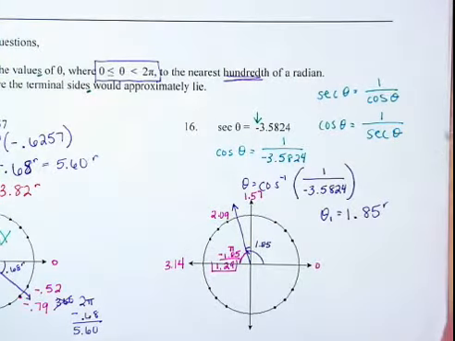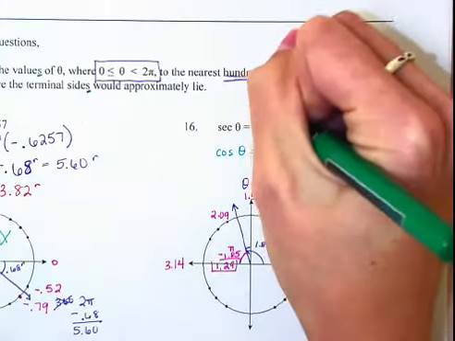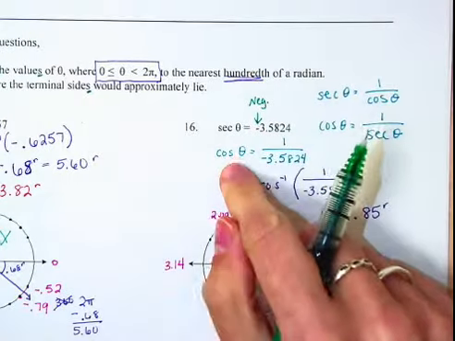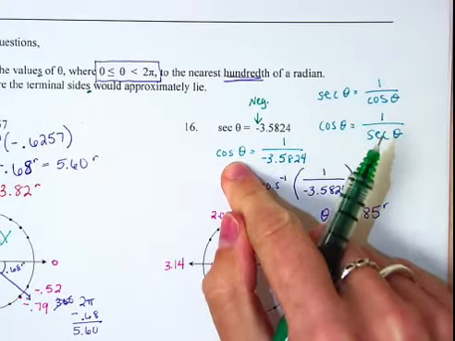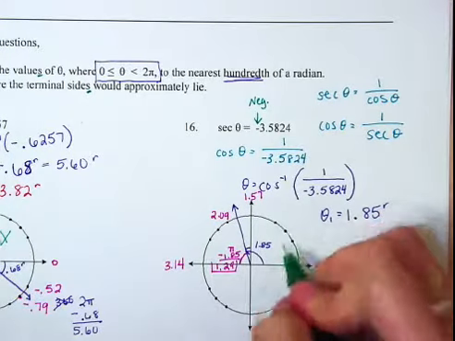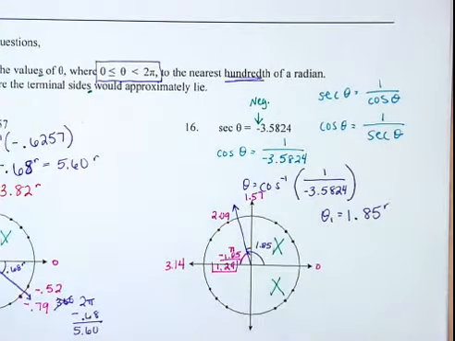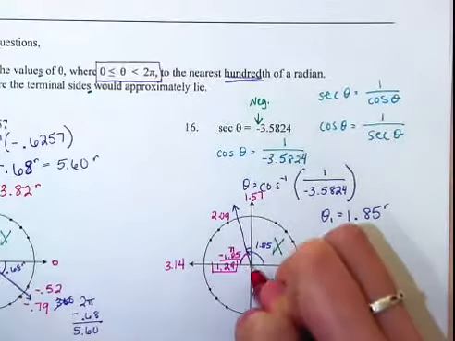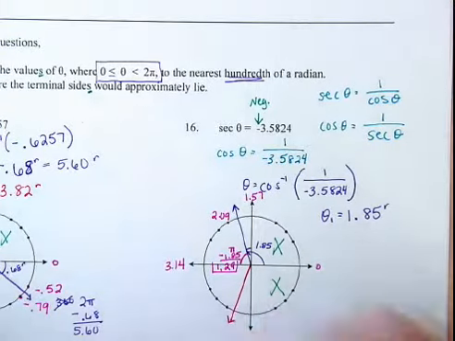To figure out which quadrant it's in, I notice that it's negative. Secant is the reciprocal of cosine. Cosine is represented by x. X is negative in the second and the third quadrant. So it's not in the first and it's not in the fourth. It's going to be symmetric. So it'll be about here.